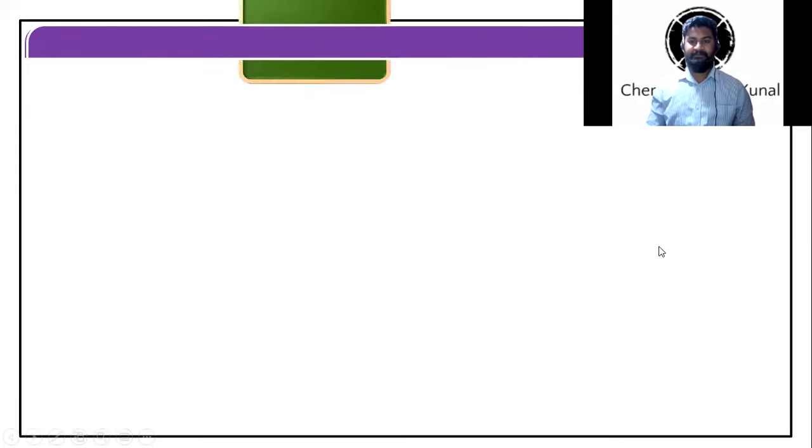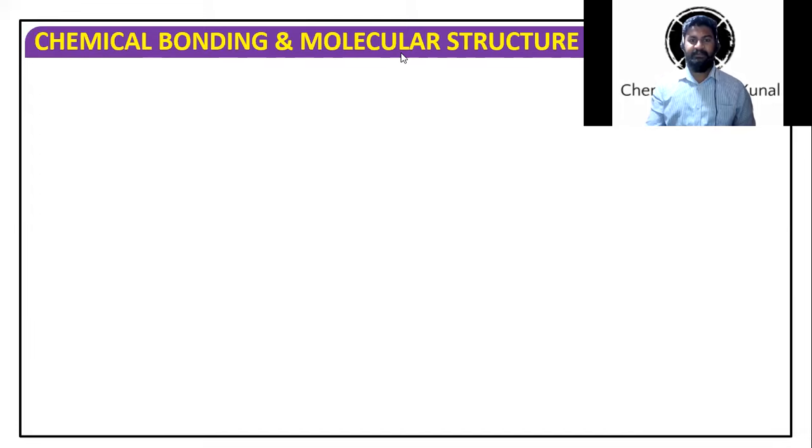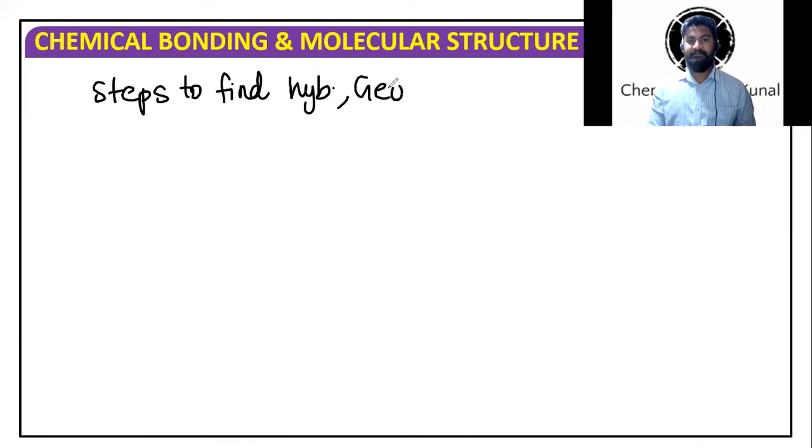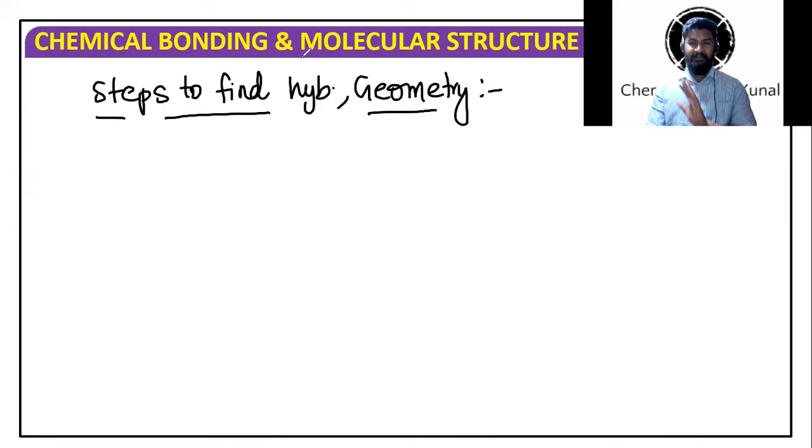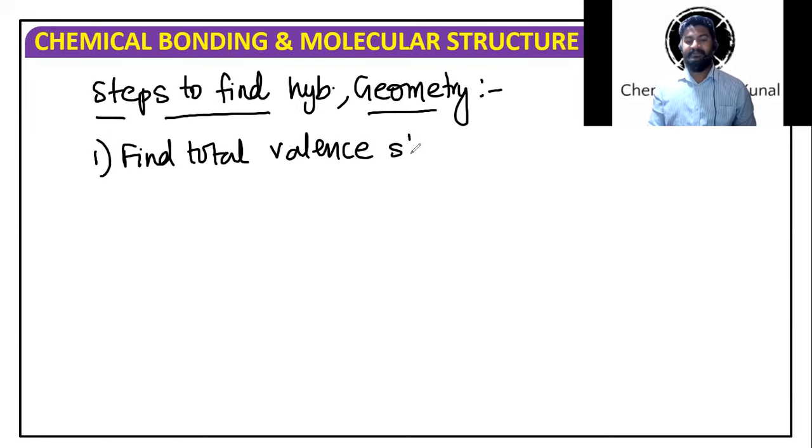The steps that we have to follow to find hybridization, geometry, shape would be this. Please follow whatever I say word by word, and I can guarantee that you will not have any difficulty in doing questions. First, find the total valence electron that we have in a species.